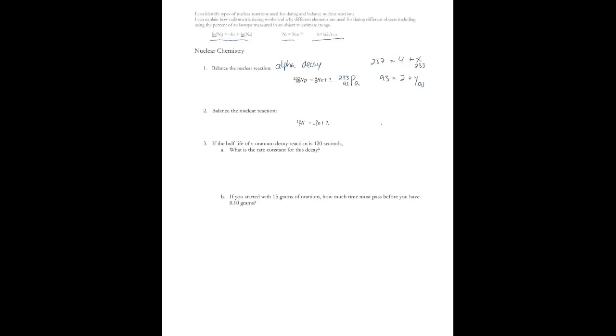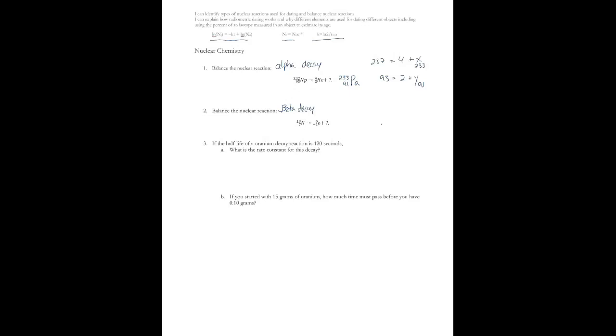This is the other type of decay we've looked at. We see that what is being spit out is an electron, and we know that this is beta decay. The same rules apply. Our mass number has to be the same on both sides, and our atomic number needs to be the same on both sides.